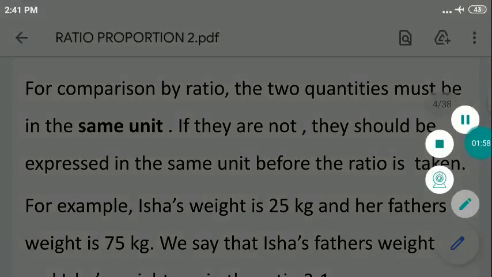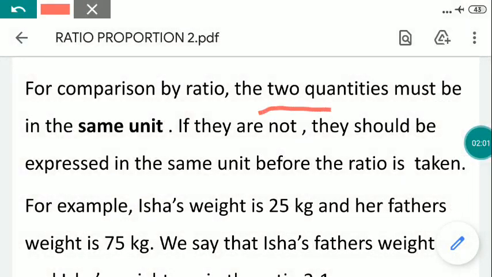Next point is, for comparison by ratio, the two quantities must be in the same unit. For example, suppose you are given the weight of a boy and the weight of a girl. That weight must be in the same unit, that is, it must be in kg or it must be in gram. If they are not, they should be expressed in the same unit before the ratio is taken. Convert that quantity to the same unit before the ratio is taken.